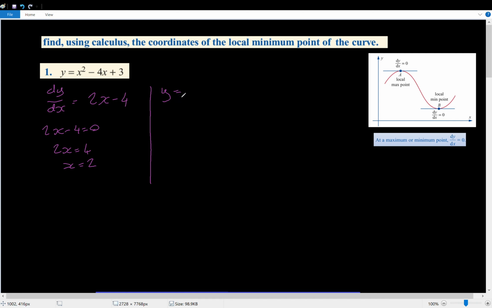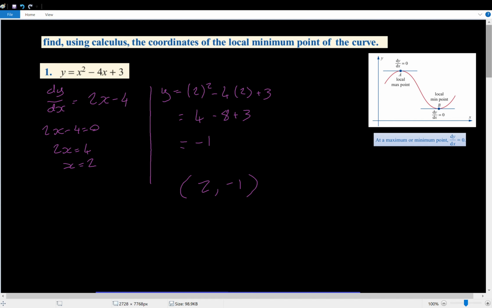But we need to find the y value because we need to find the actual coordinates of it. So y is going to be equal to what we get when we substitute our x value back into our original function equation. So it's going to be 2 squared minus 4 times 2 plus 3. So we're going to get 4 minus 8 plus 3. 4 minus 8 is minus 4, and minus 4 plus 3 is minus 1. So we end up with the point (2, minus 1), which means the point (2, minus 1) is the lowest point that this curve, y equals x squared minus 4x plus 3, actually goes to. After that, it starts to go back up again.